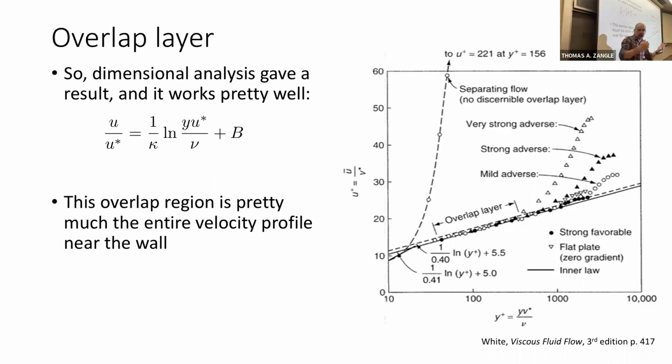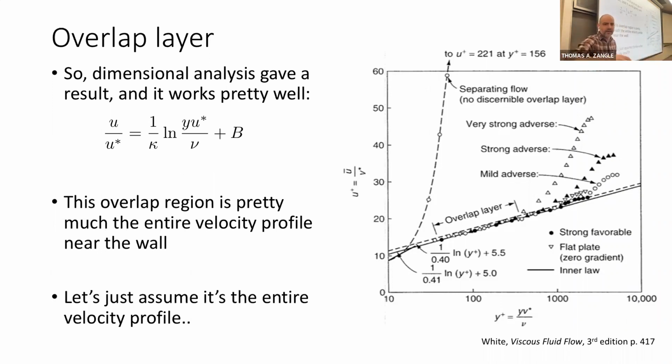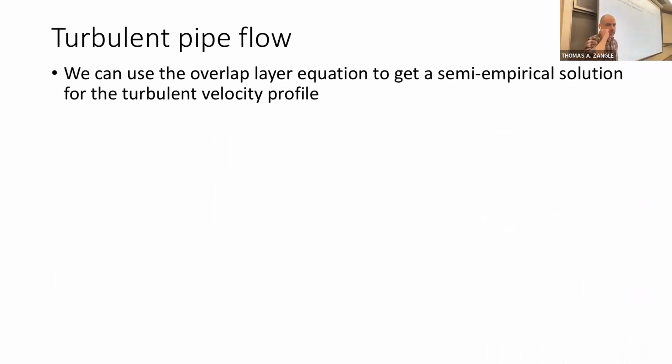So what we're going to try, or what has been tried here, is to just assume that this equation, which comes from scaling of flow over flat plates, external flow over flat plates, could be the entire velocity profile across the pipe. This is probably what the velocity profile in turbulent flow looks like. But let's see how that works. And if we do this, we can get a semi-empirical solution to the turbulent velocity profile.